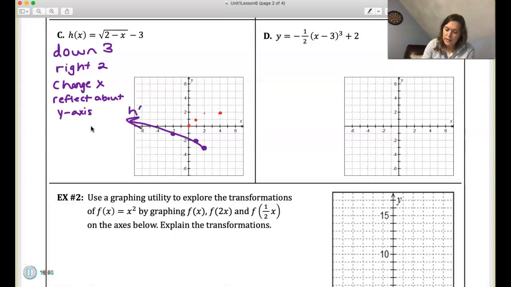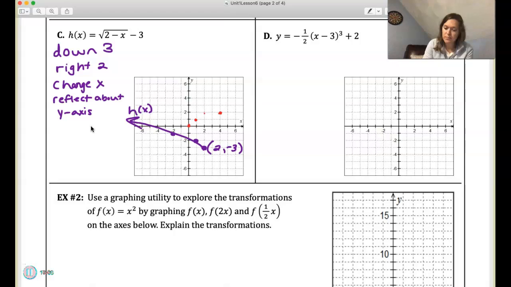So let's go ahead and label h of x. My vertex is at 2, negative 3, and it's hard to tell what my y-intercept is, or my x-intercept. All right, let's jump over to D.